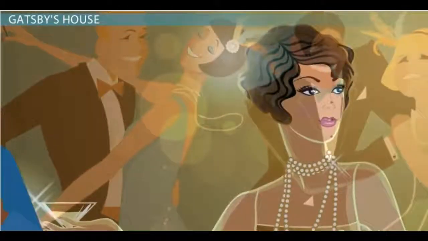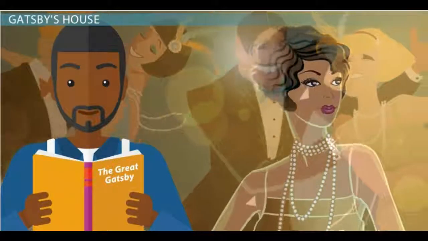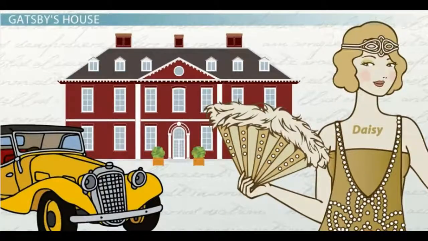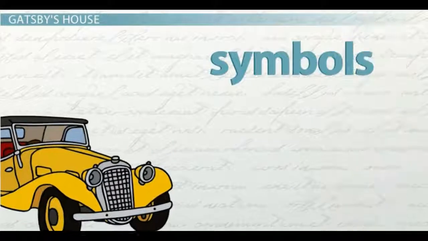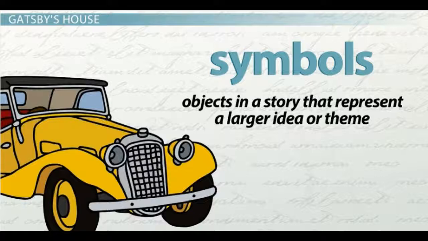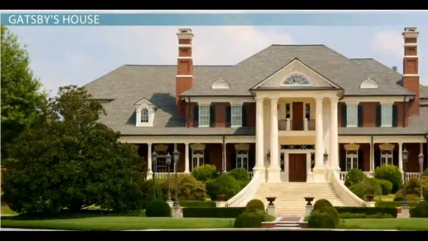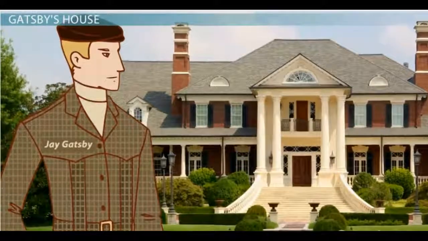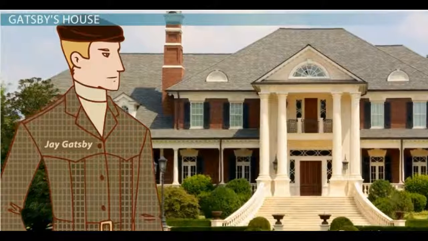Because The Great Gatsby is a book about wealth, money, and one's position in society, consumer objects play a big role in the story. Characters' choices of clothes, cars, and homes say a lot about them and serve as symbols, or objects in a story that represent a larger idea or theme. One of the central symbolic objects is Gatsby's house. In fact, Fitzgerald scholar Matthew Bruccoli noted that house is the most frequently used word in the book, appearing 95 times.